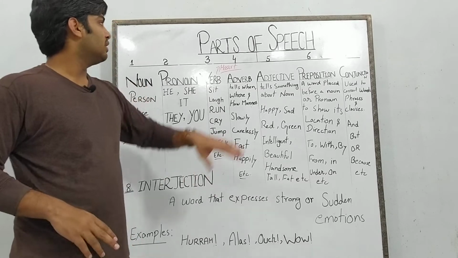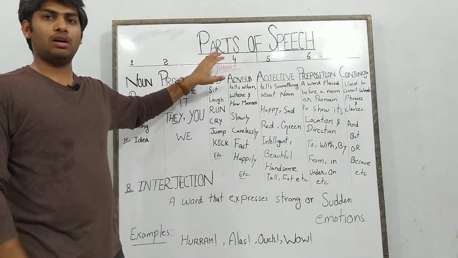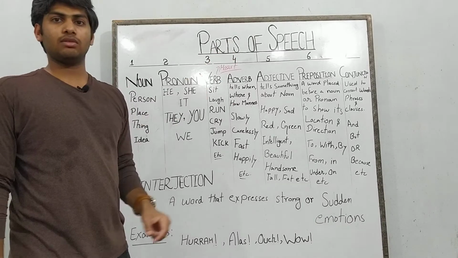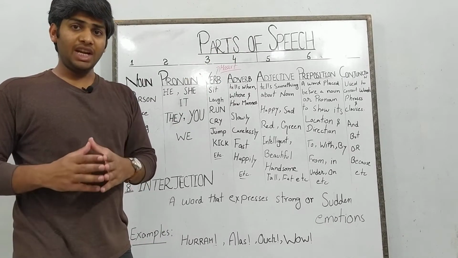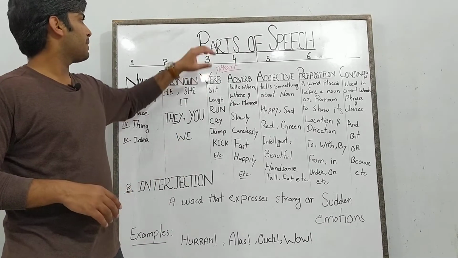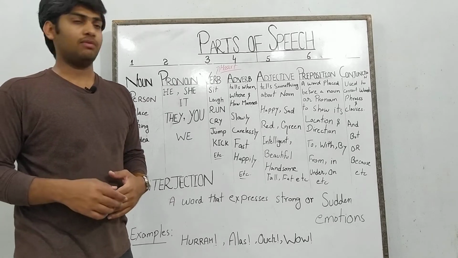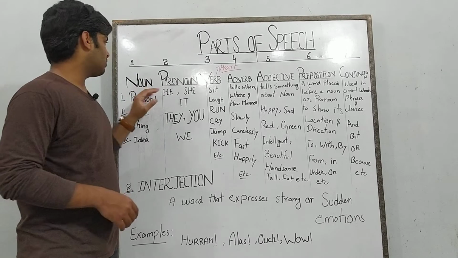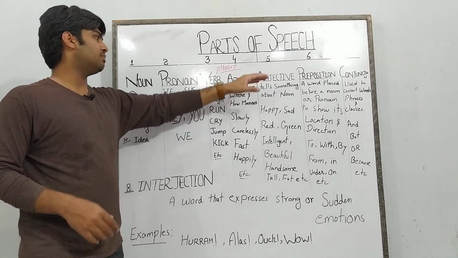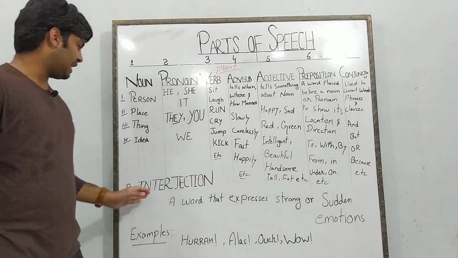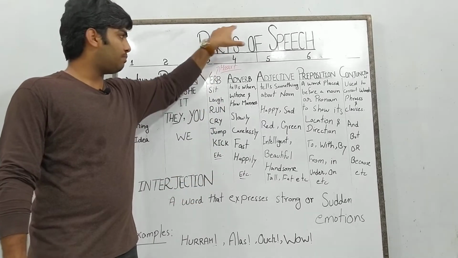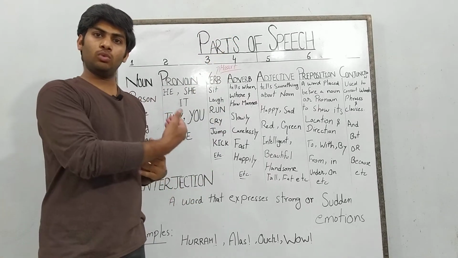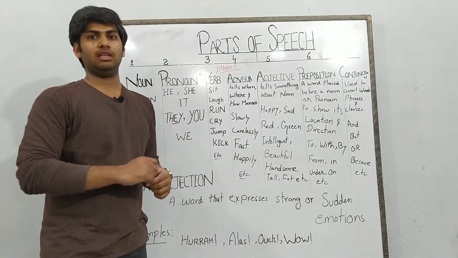In the same way, every part of speech has its own identity, its own name, and function as well. For example, noun, pronoun, verb, adverb, adjective, preposition, conjunction, and interjection. Every part of speech has its own function and identity as well.